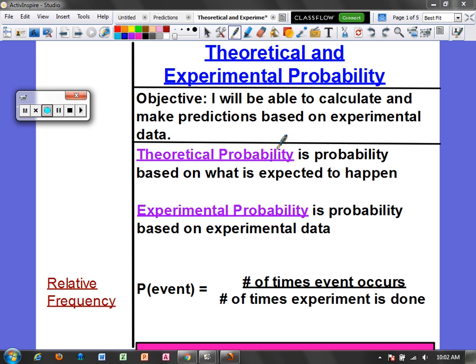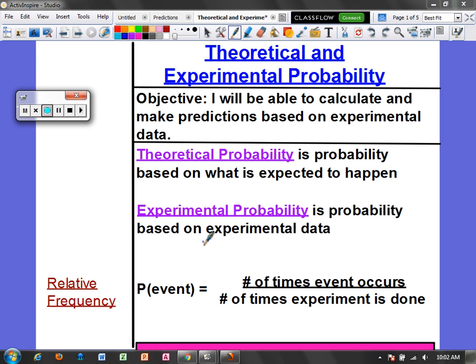Alright, so theoretical probability is what we have been talking about. It's just the probability that something should happen. That's what we expect to happen. For example, if we were to flip a coin, then we would assume it's going to land on tails half of the time.